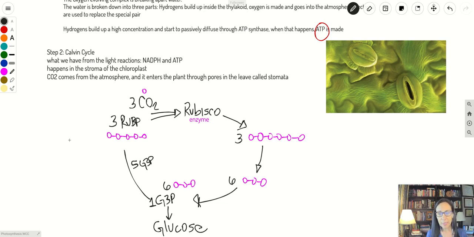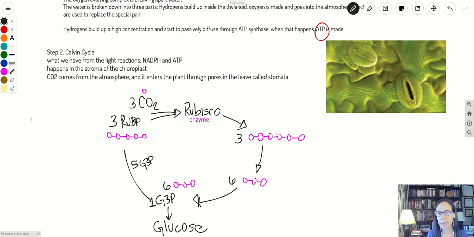Okay, and then we start over, and that's why it's called a Calvin cycle, because now we have RUBPs, which then bind with carbon dioxide from the atmosphere by rubisco to make 3 of these, which makes these PGAs, which just make the G3Ps, and it goes over and over and over. And that's the end.